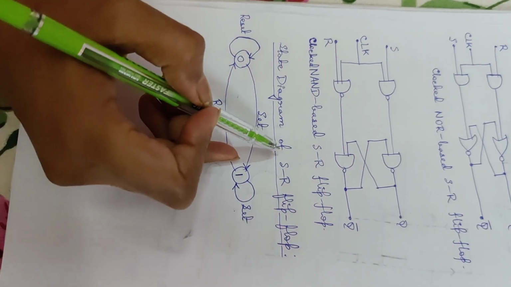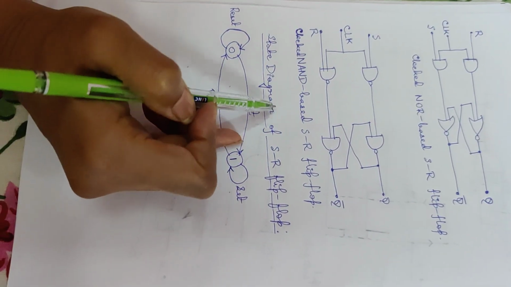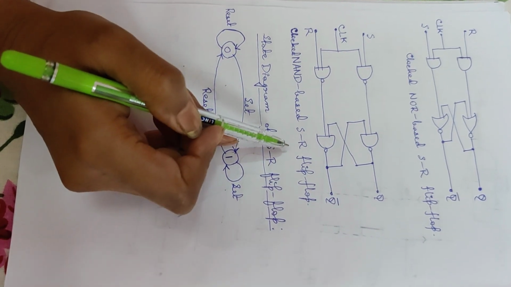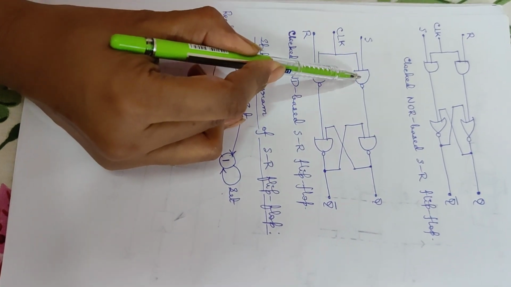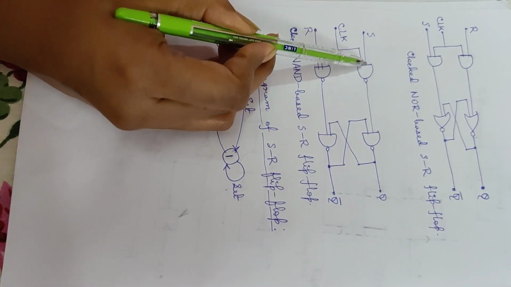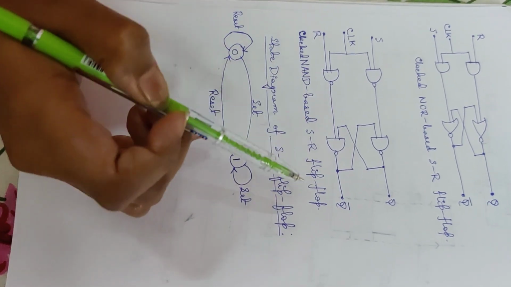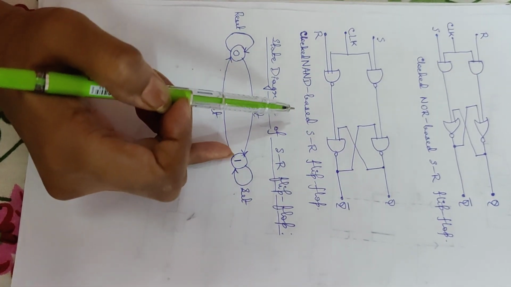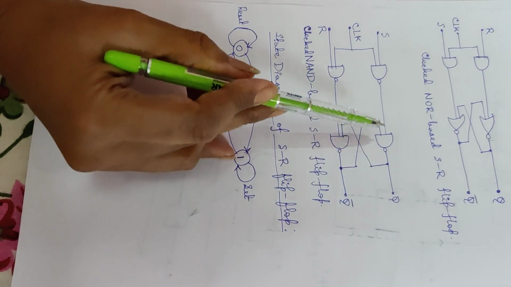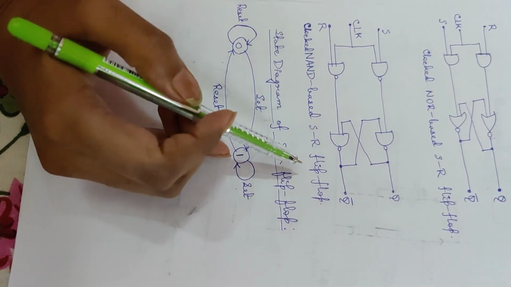Now coming to the second block diagram. This block diagram of SR flip-flop uses 4 NAND gates. These 4 are NAND gates. This is S input, this is R input, this is clock input. And the working function of this gated SR latch is already discussed.